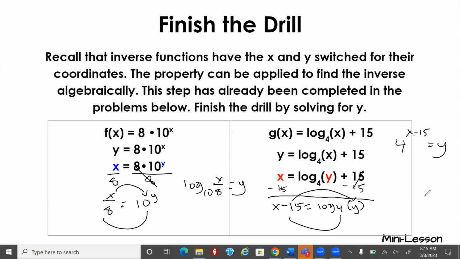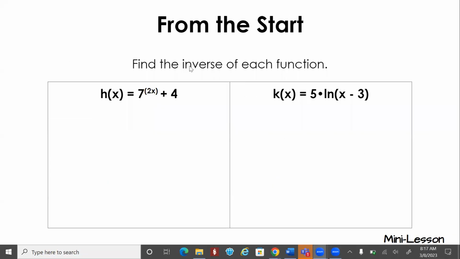Okay, so this you should be pretty comfortable with. If you have a log and you're trying to solve for y, then in order to solve for that, you're going to put that as an exponential, right? Okay, so finding the inverse of each function.